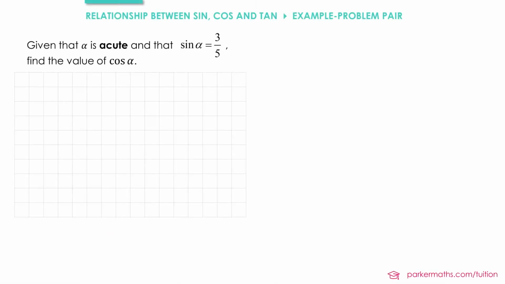In this example, we're given that alpha is an acute angle and that sine alpha is 3/5, and we're asked to find the value of cos alpha. The way we're going to do this is by finding the value of cos alpha directly without first finding alpha.